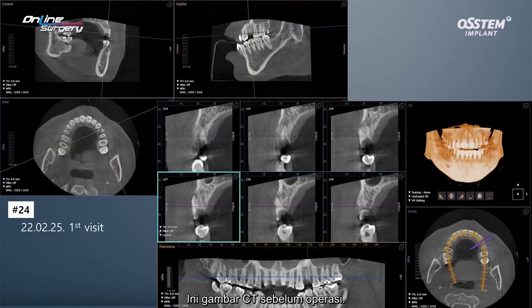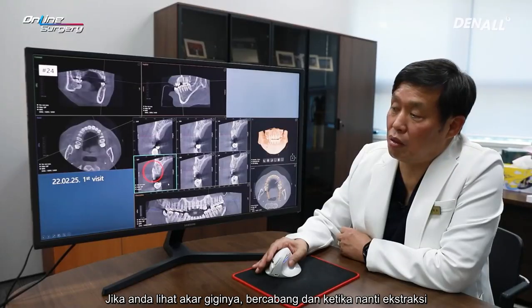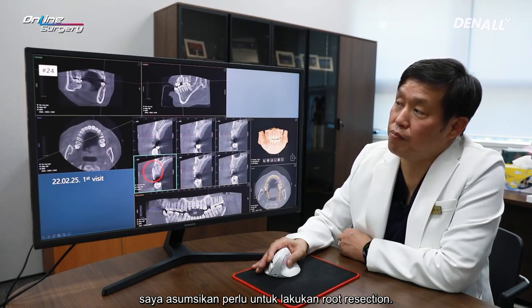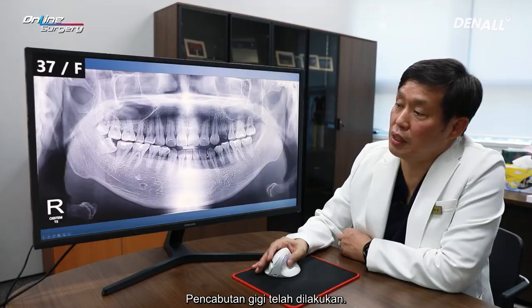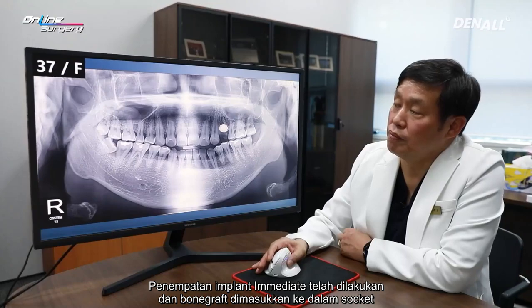This is the CT image before surgery. As shown, fracture due to dental caries occurred. The buccal wall is mostly destroyed. If you look at the root, it is divergent, and when doing extraction, I am assuming root resection may be needed. Extraction was done, immediate implant placement was done, and within the socket graft, the bone graft should be done.